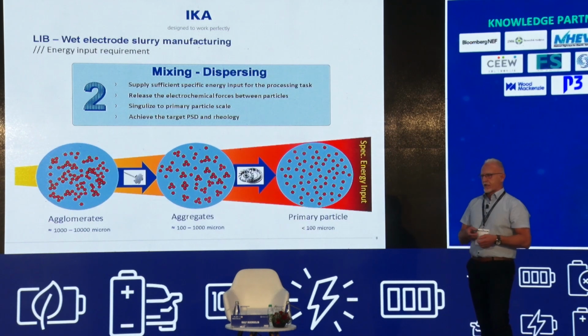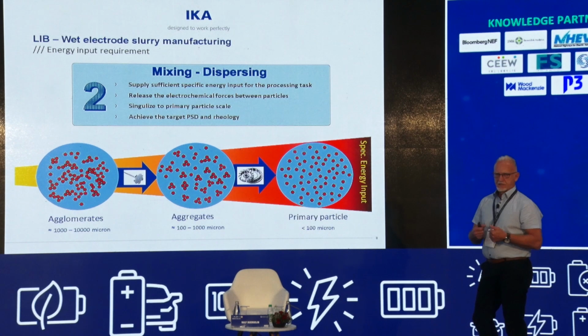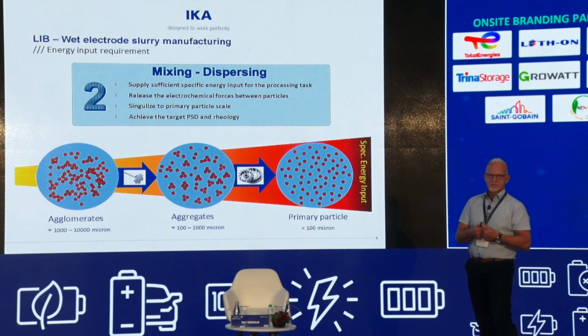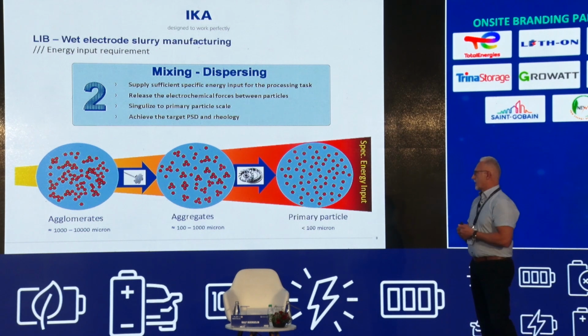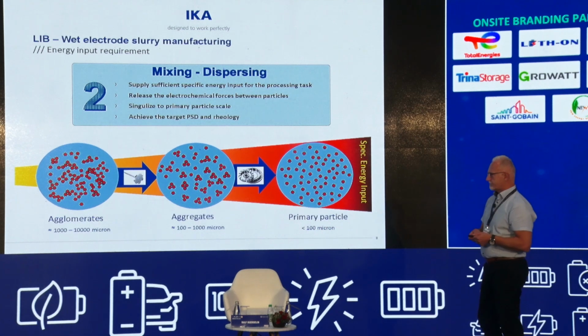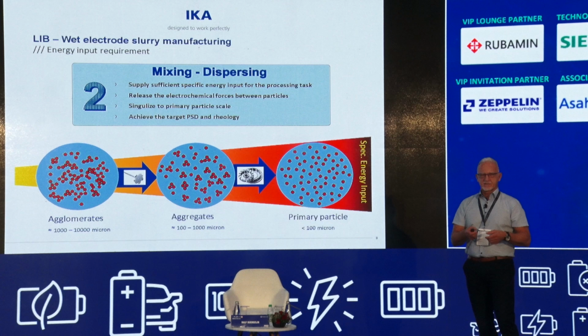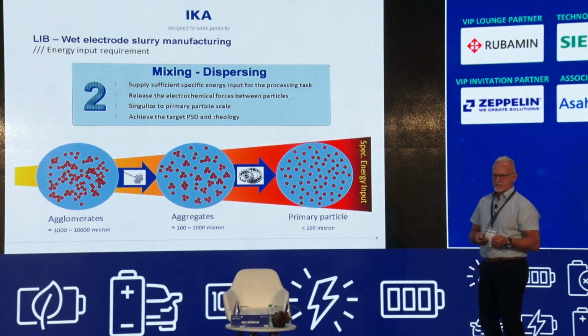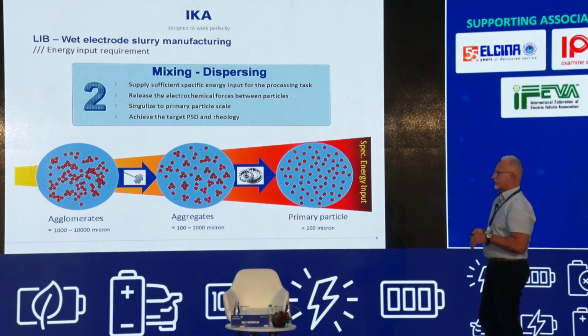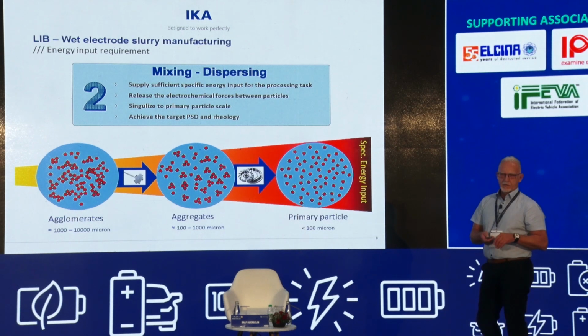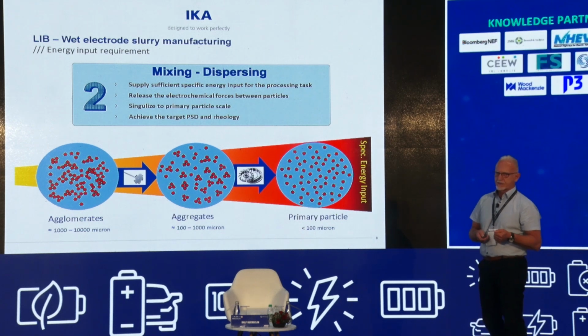Next step, the energy input. What do we need to release the agglomerates, or make the particles as single as possible? If the energy input is not high enough, then the particles will remain. You can mix and mix for hours, but it will not really change the final result. So you need a certain specific energy at the mixing tool to release all these forces which keep the particles together.